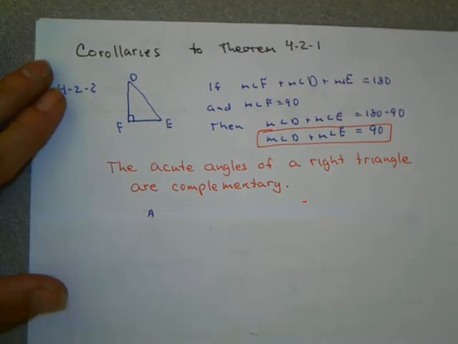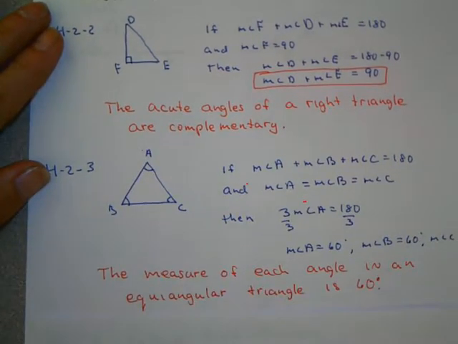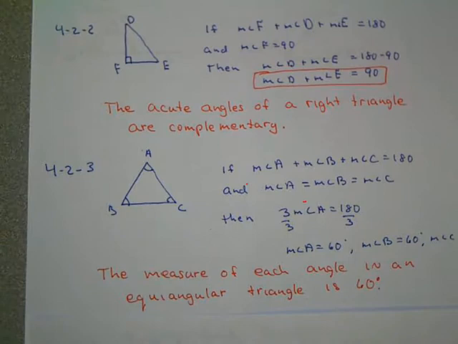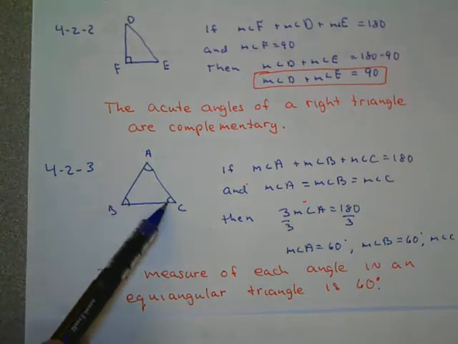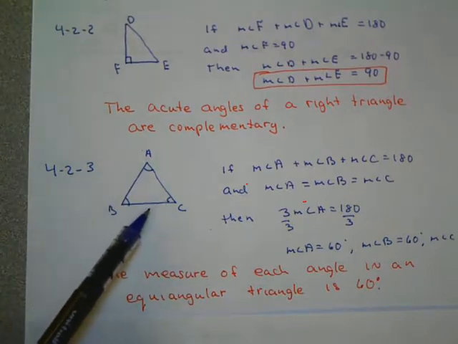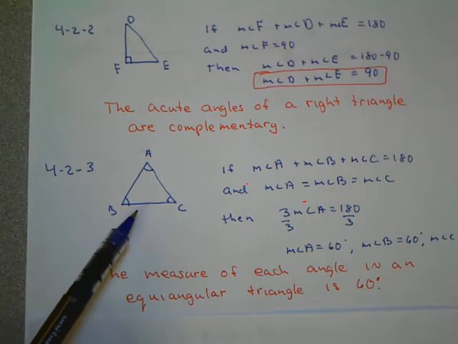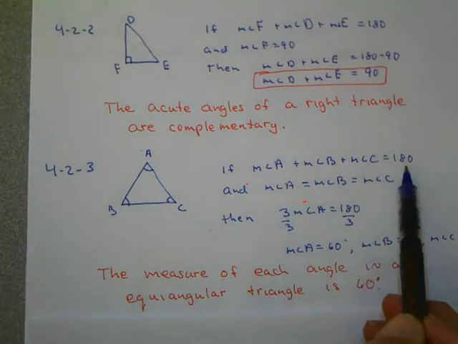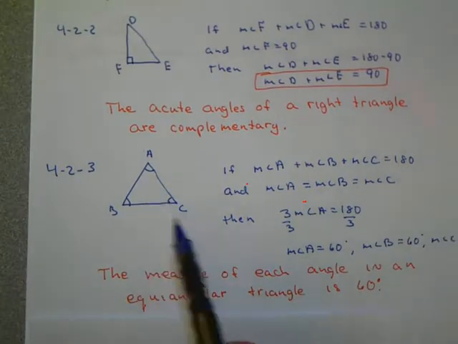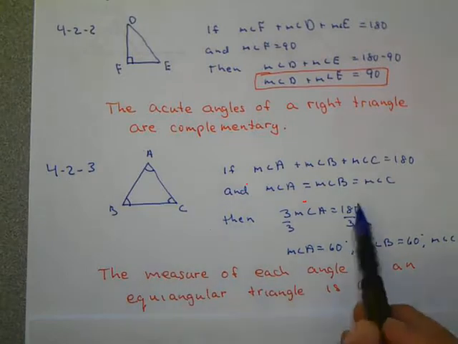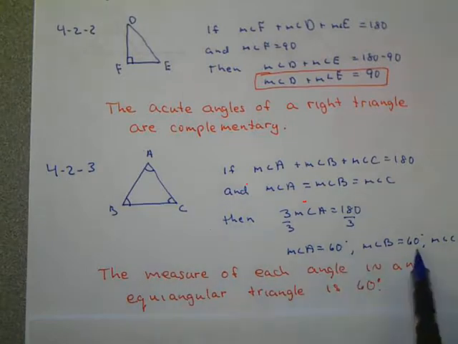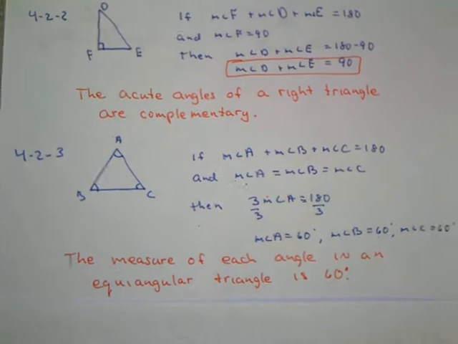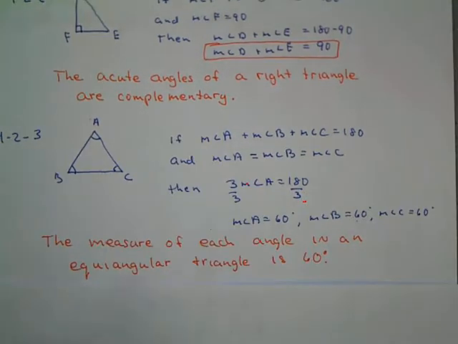And the other corollary is if you have an equiangular triangle, which by the way is also equilateral, one kind of leads to the other, then you know all of these angles when you add up equal 180 and they all equal each other. So you can say 180 divided by 3 is 60, and each of these angles must be 60 degrees. So the second corollary is if you have an equiangular triangle or an equilateral triangle, the measure of each angle is going to be 60 degrees.